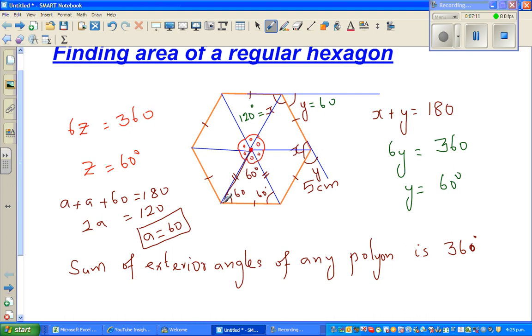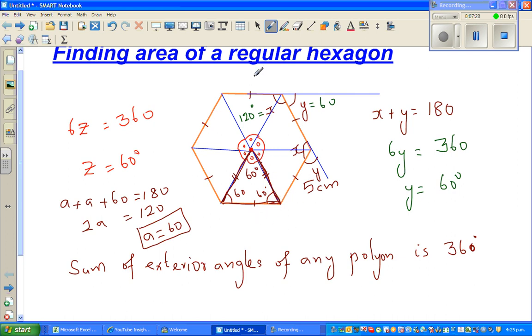I'll find the area of one triangle, and if I multiply that by 6, I get the area of the hexagon. That's my idea. That's what is going to happen now. So we want to find the area of this equilateral triangle.